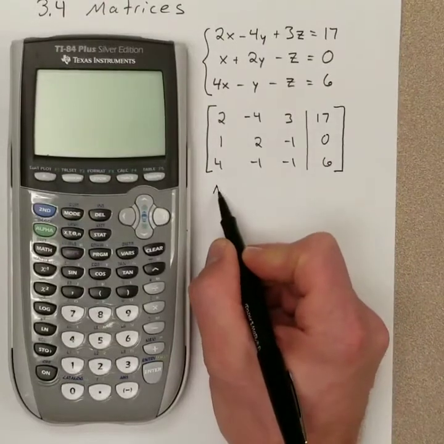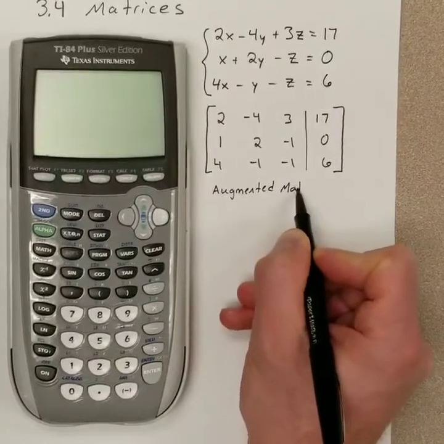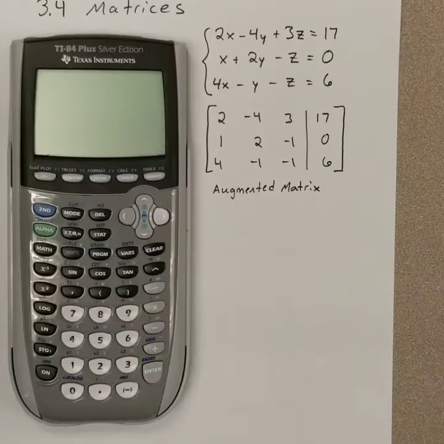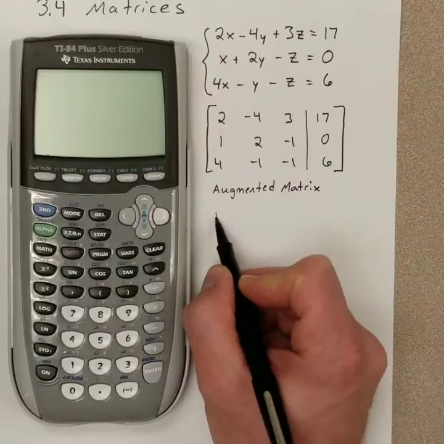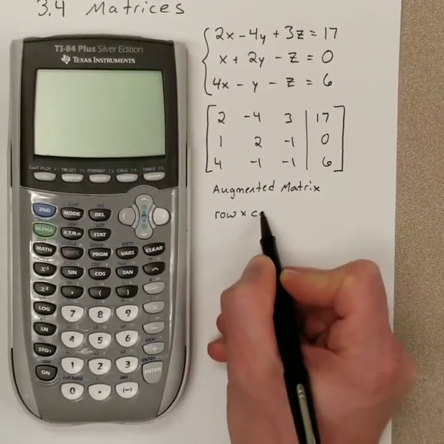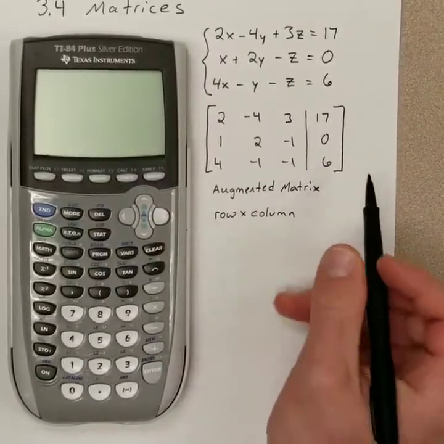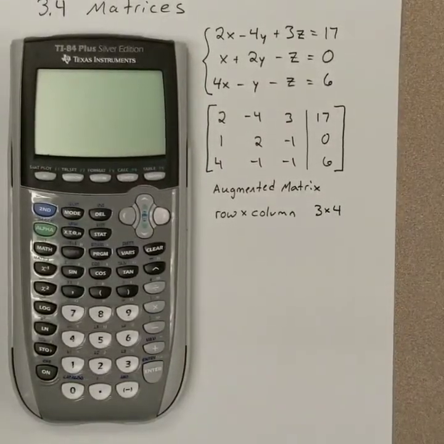Okay, so this would be an augmented matrix. Any matrix has a size. It is denoted by the rows and the columns. Typically your matrix will be row by column. In this case, we have 3 rows and 4 columns, so we would call this a 3 by 4 matrix. Again, the number of rows by the number of columns.